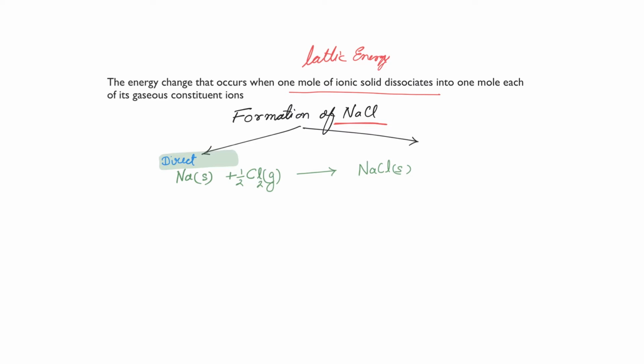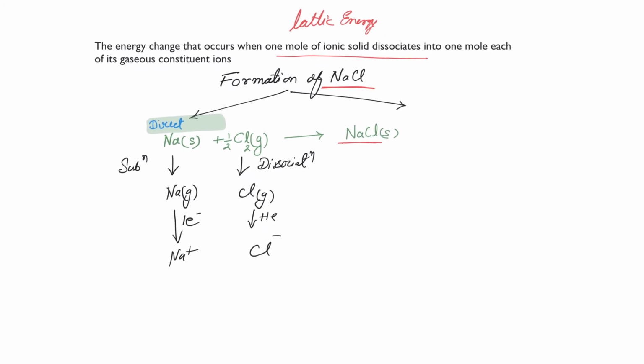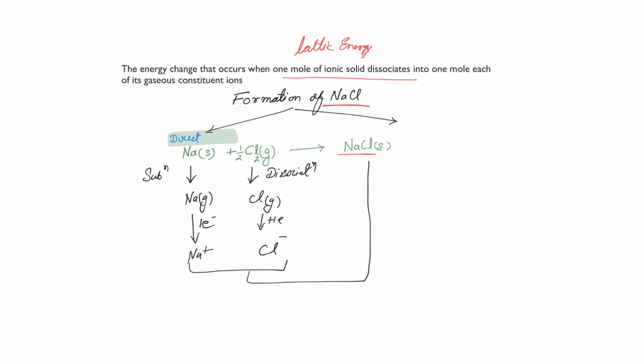There's one reaction that is very direct: sodium solid and chlorine gas combine and give you sodium chloride. That's the direct way. What's the more detailed way for this to happen? Well, sodium solid converts into sodium gas, so I will say sublimation of sodium happens. Then chlorine molecules must also dissociate into gaseous chlorine atoms. So dissociation of chlorine gas happens, and then sodium loses 1 electron to form Na plus, and chlorine gains 1 electron to form Cl minus. They come together, and then finally they form the solid NaCl.